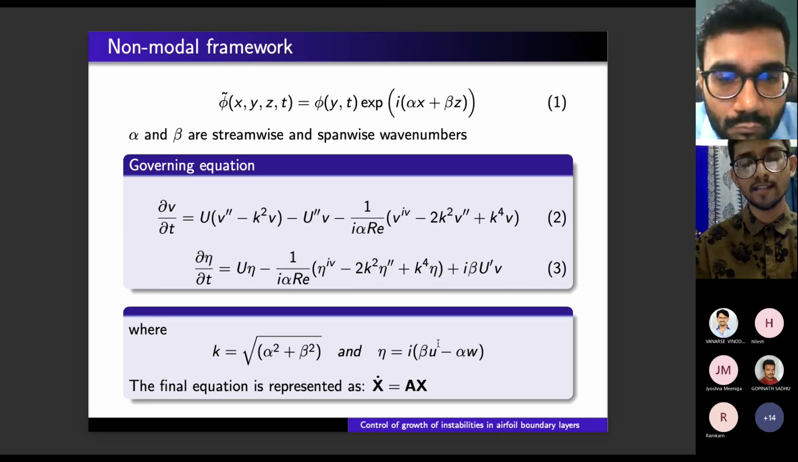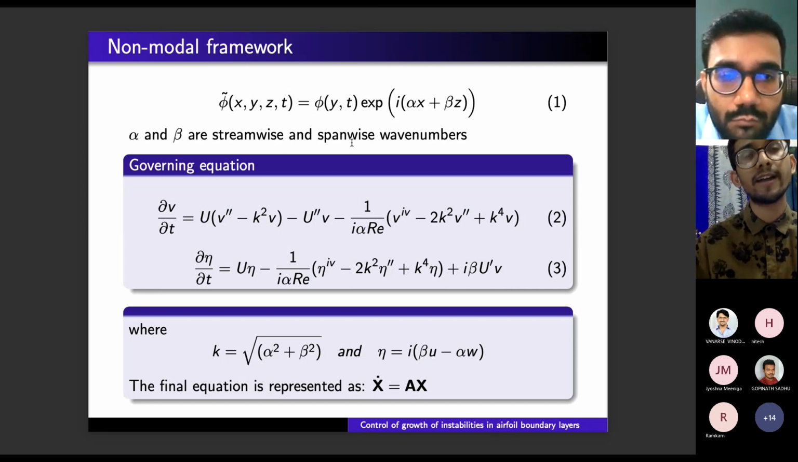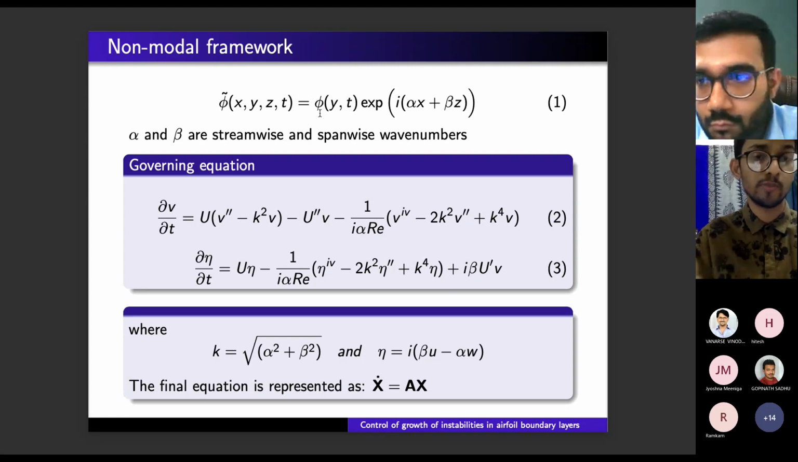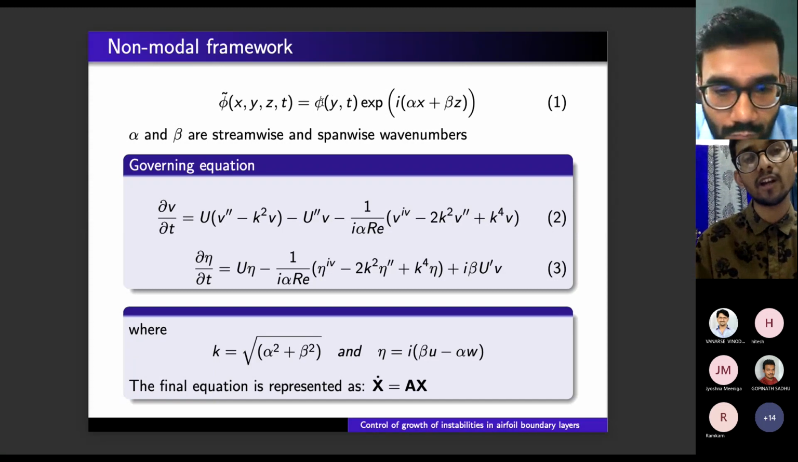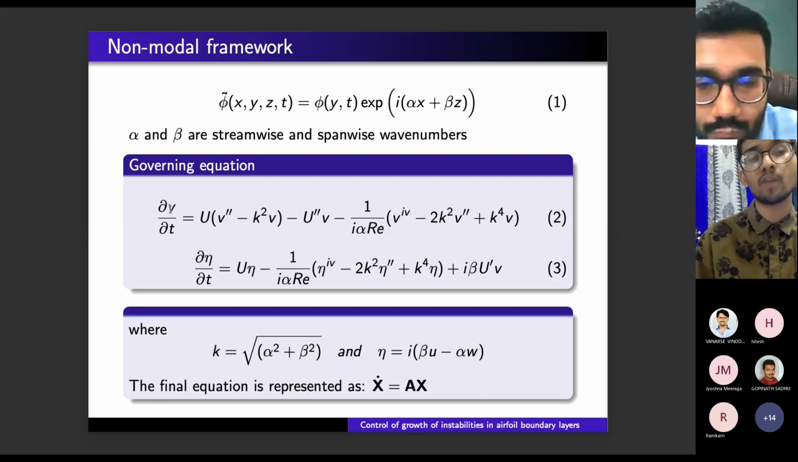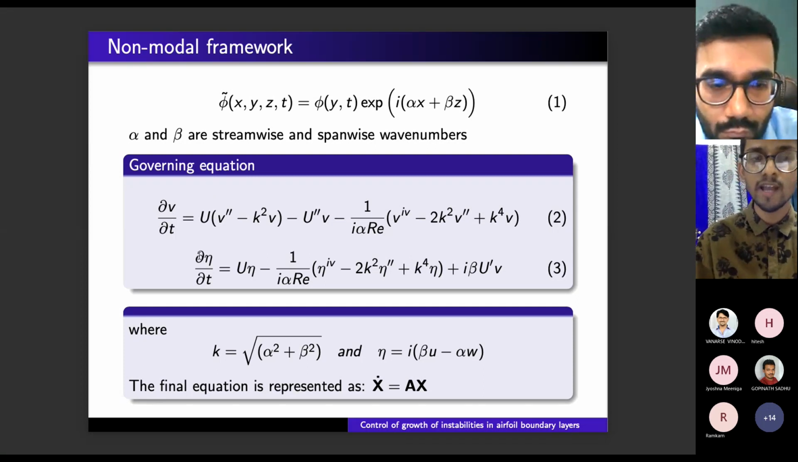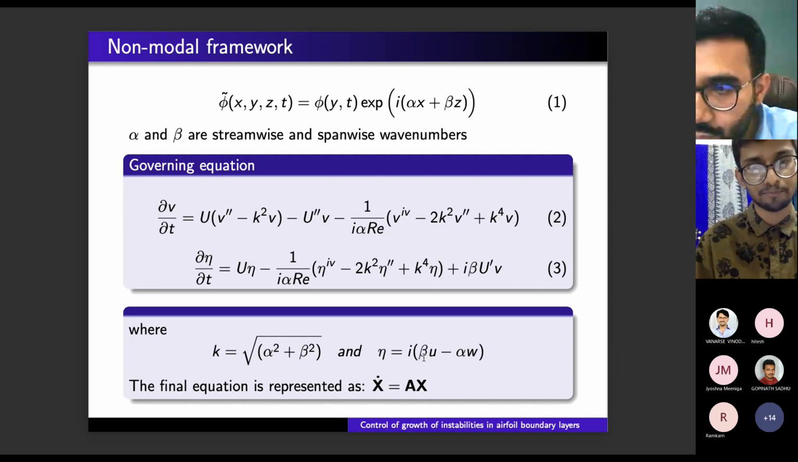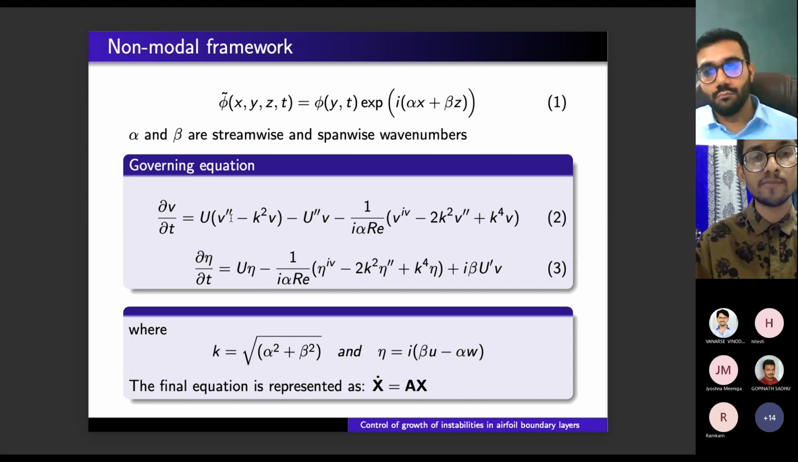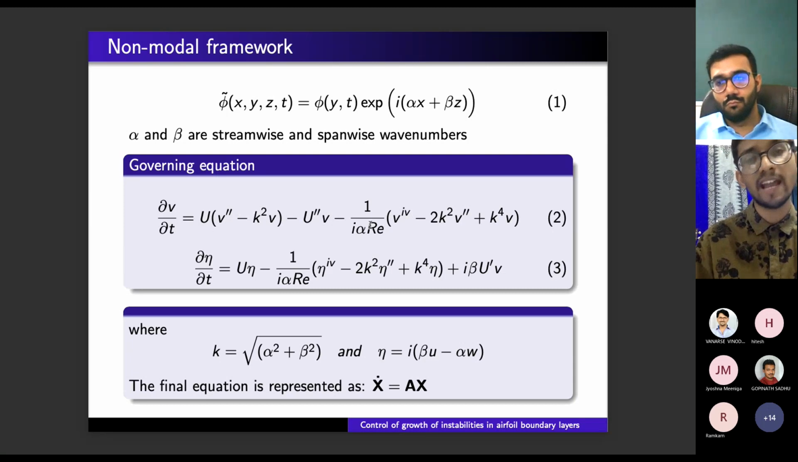Coming back to the non-modal analysis, here we do not assume an exponential time dependence. We treat our disturbance as a function of time, and we want to look at how this disturbance is going to grow, to behave with respect to time. So basically, we are solving an initial value problem here. The disturbances are written in the form of normal perturbation velocity v, and normal perturbation vorticity eta. And these are the Orr-Sommerfeld equations. The primes represent derivatives. And this is a function of base velocity, Reynolds number, and wave number.